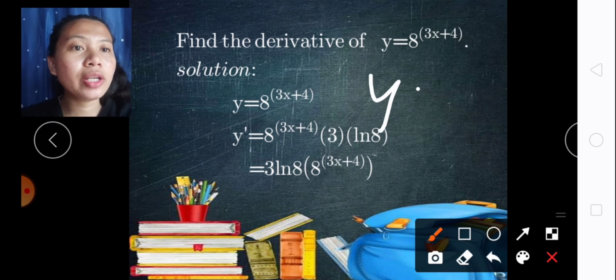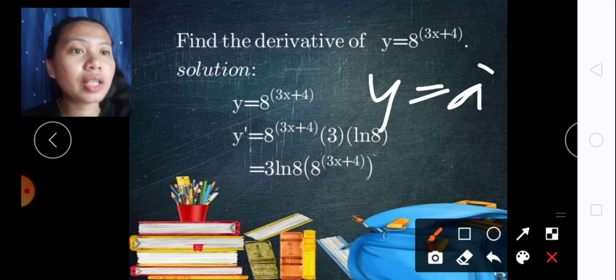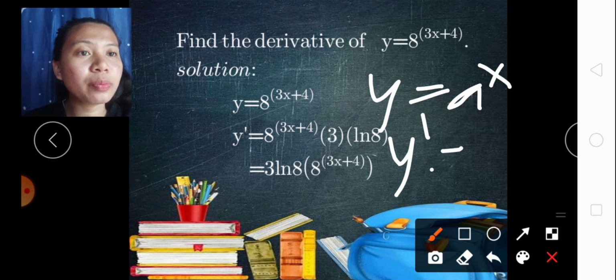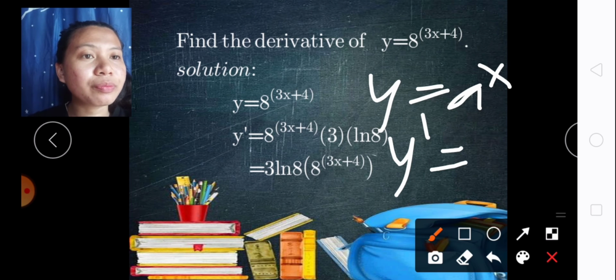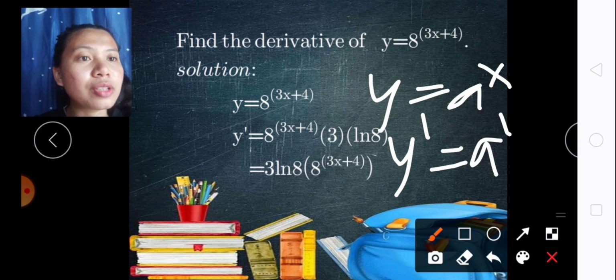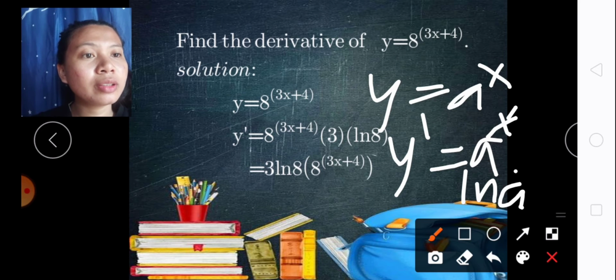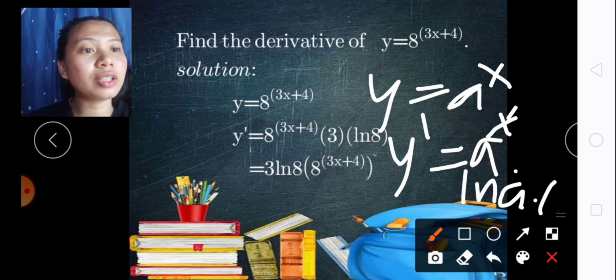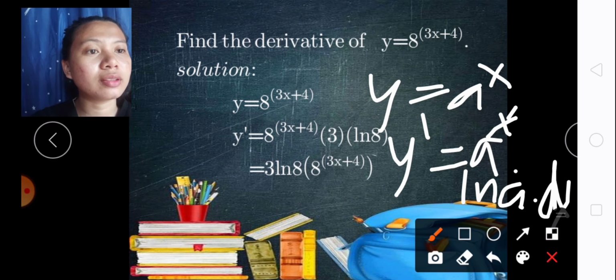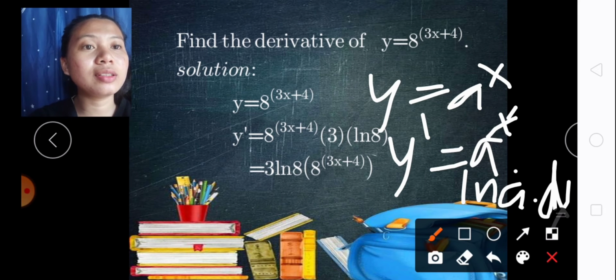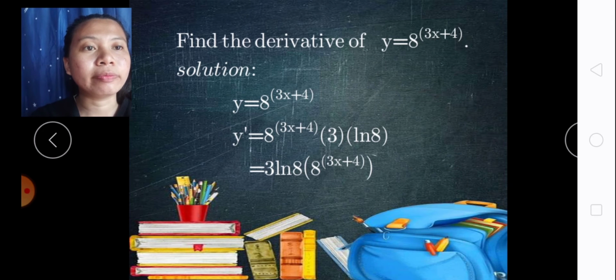So, our rule number 2 is, if y equals a to the x, so our answer is y prime equals a to the x times ln a times the derivative of the exponent, dx. So that is the rule number 2. So mao na atong gamiton ron.